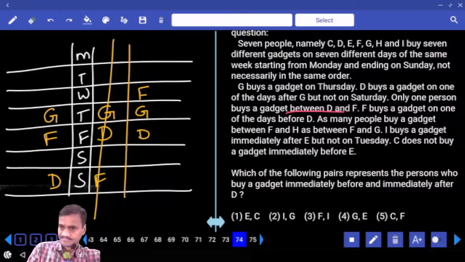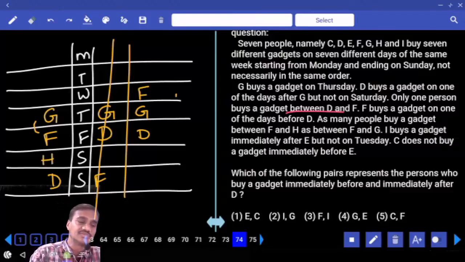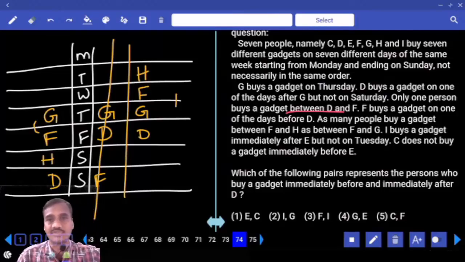And next one, as many people buy a gadget between F and H as between F and G. F and H equals F and G. Now in the first case, in between F and G there is no person, hence in between F and H there should not be any person. How many people are between F and G here? 0. So between F and H there must be 0, so H is here. And again, coming back to this one, F and G, there is no person in between these two. In between F and H also there should not be any person. Hence these 3 persons must be consecutive in nature.